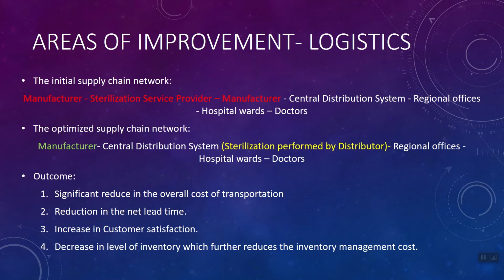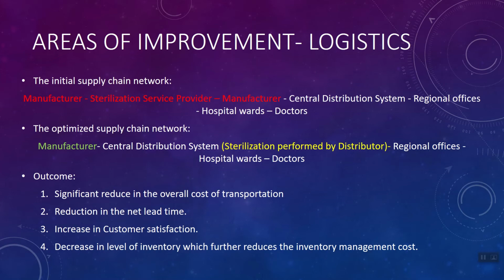From that system it goes to regional offices, then to hospital wards and then to doctors or practitioners who use it. The red area that you can see here creates no value because there is lots and lots of movement of goods from manufacturer to sterilization provider and then back to manufacturer.